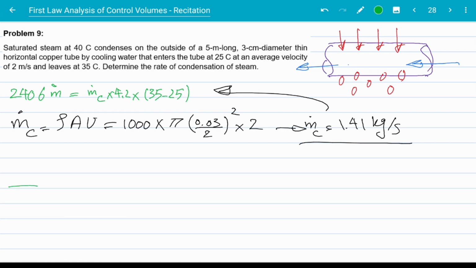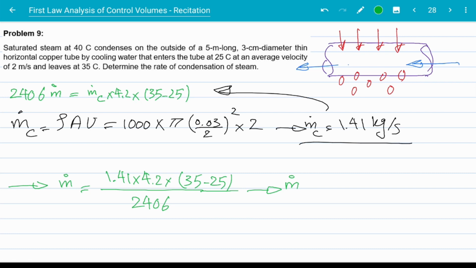From the green equation, I know that m dot is 1.41 times 4.2 times 35 minus 25 over 2,406. m dot, which is the rate of condensation of steam, is 0.0246 kilograms per second.